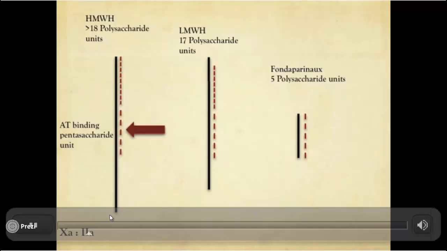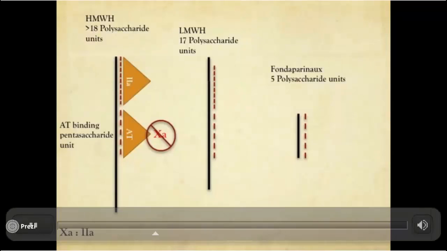High molecular weight heparin, as the name suggests, has a higher amount of polysaccharide units. And all the heparin molecules contain a pentasaccharide unit which binds the antithrombin. Upon binding of the antithrombin to this pentasaccharide unit, the antithrombin gets activated and further binds the activated factor 10A and finally inactivates this activated factor 10A.